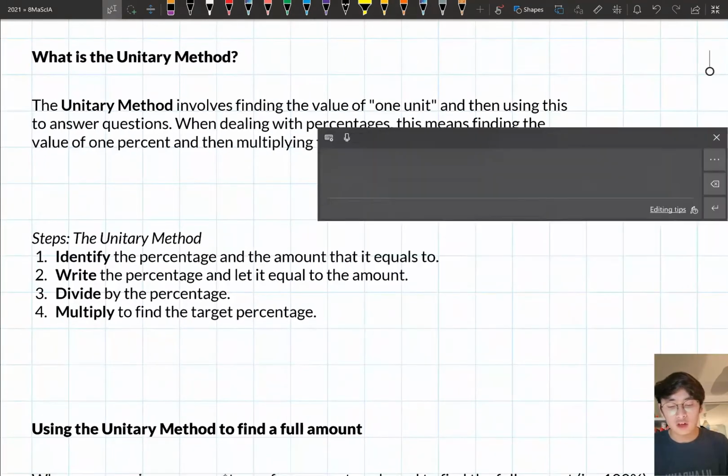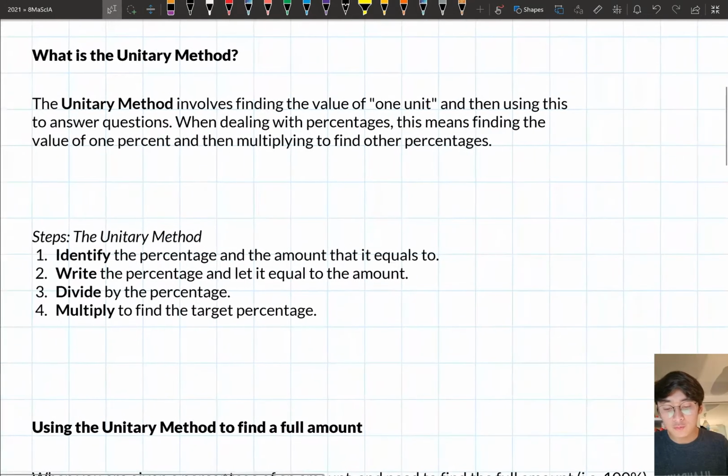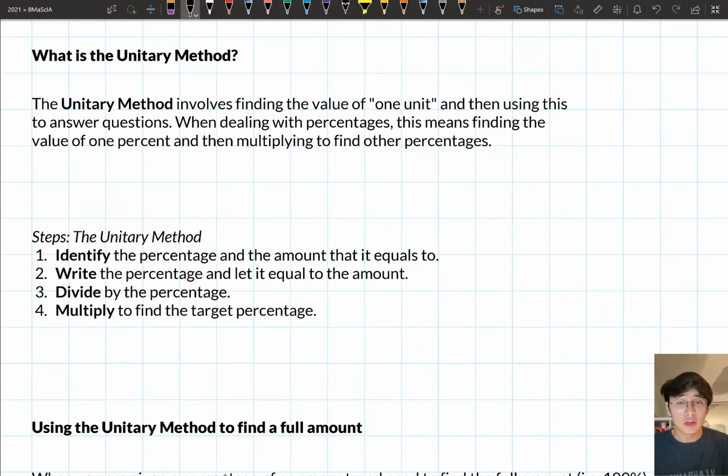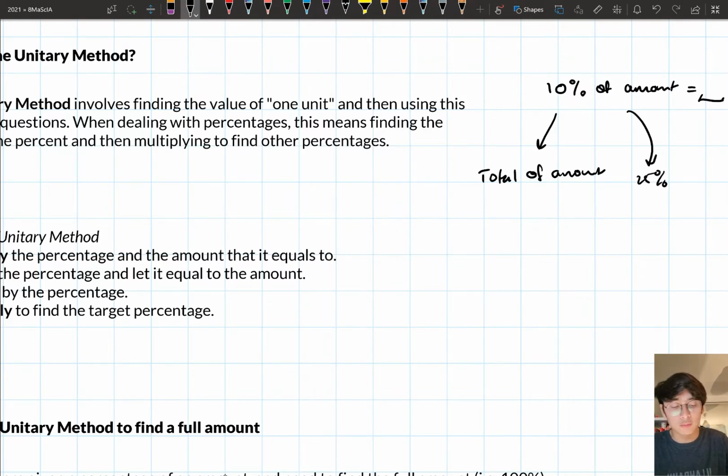So what this actually means is, with this particular method, what you're dealing with is when you get given, let's say, that 10% of an amount is equal to some sort of value, and we want to find a different value. So let's say you want to find the total amount, or maybe we'll find what 25% of an amount is. We use this unitary method to help us find that.